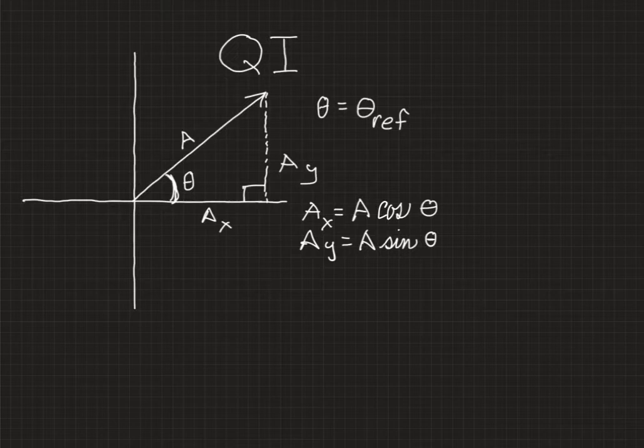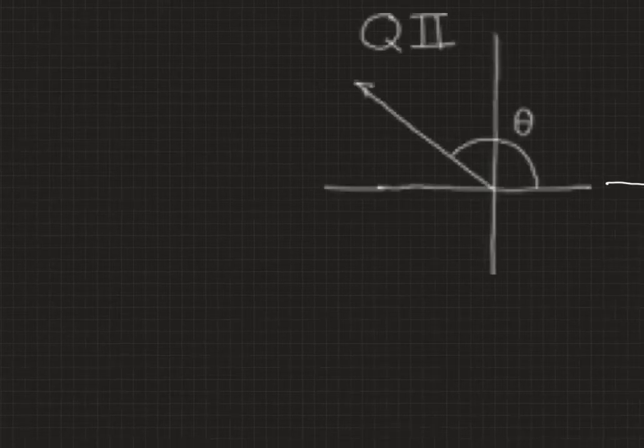But what if the vector isn't in quadrant 1? What if you're in quadrant 2? Okay, we have a vector in quadrant 2 with a standard angle of theta. There are an infinite number of component vectors into which we could break this. However, we're looking for x and y components.